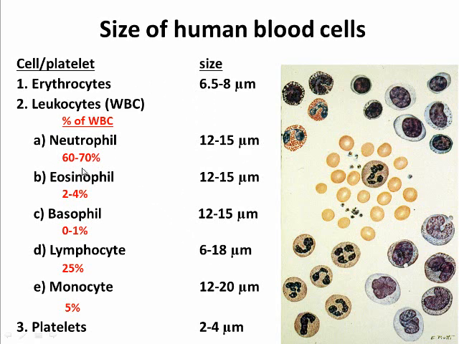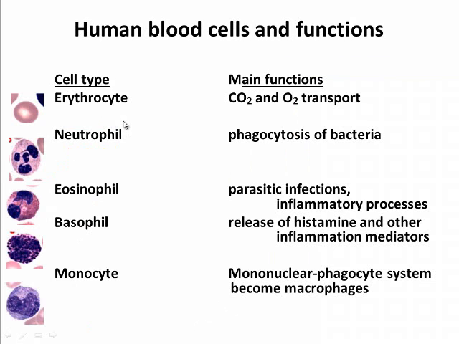So the most popular thing you see in there will be the neutrophils. The next popular thing will be the lymphocytes, with some eosinophils, and seldom would you see a basophil and a few monocytes in there as well. There's also platelets, which are quite small. And so here we can see the different structures and what they do.